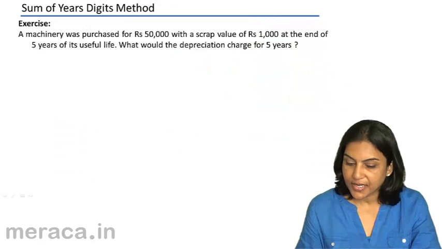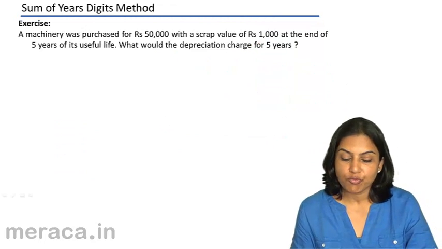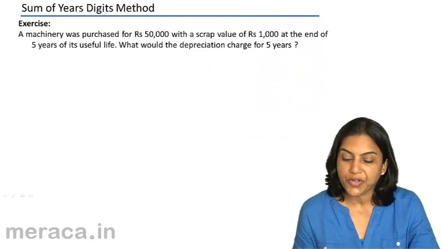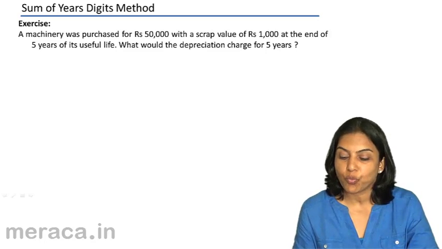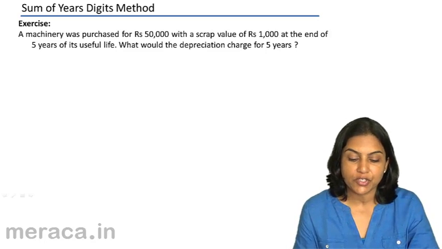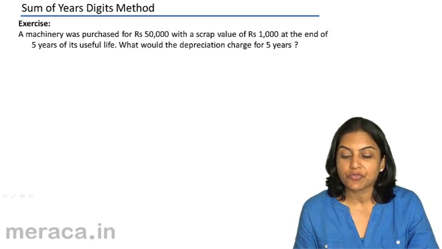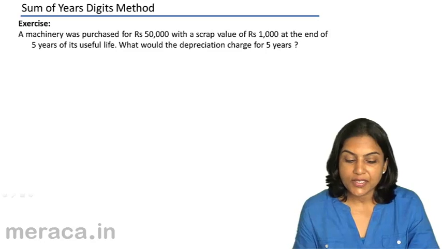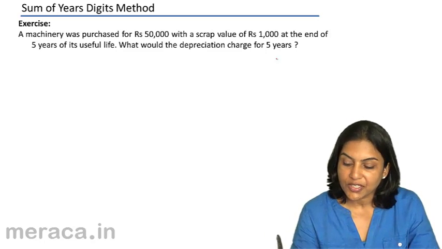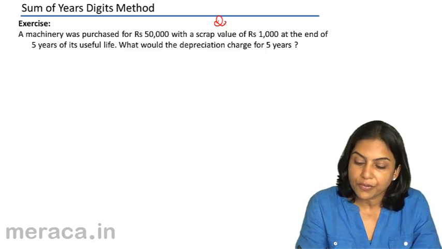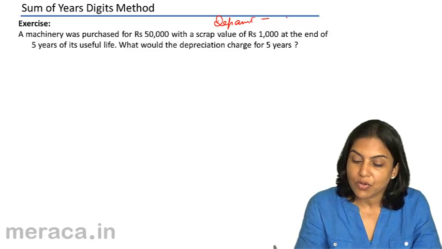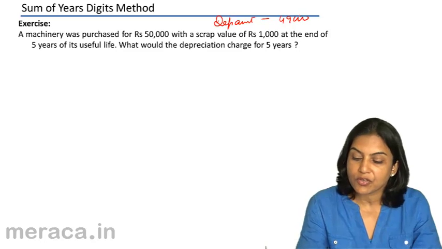Let us consider another example. A machinery was purchased for rupees 50,000 with a scrap value of 1,000 at the end of 5 years of its useful life. What would be the depreciation charge for 5 years? In this case, what would be the depreciation charge? The depreciable amount is 50,000 minus 1,000 or 49,000.